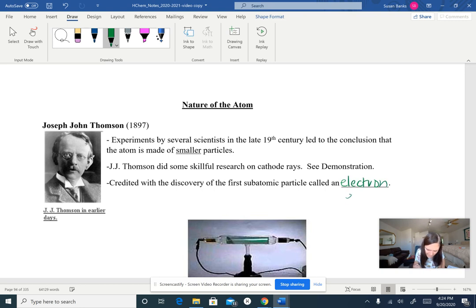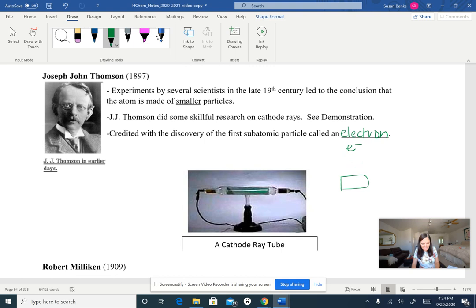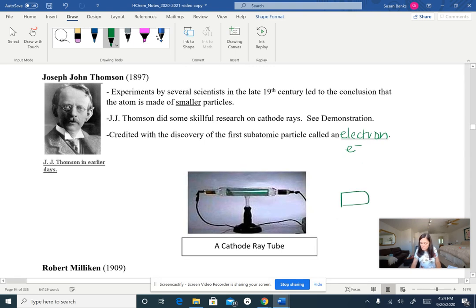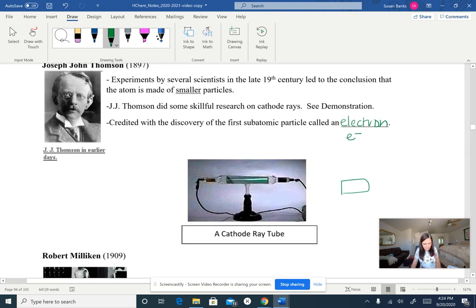Now, we symbolize electrons with a lowercase e and a negative sign in the upper right-hand corner like that. I will embed the cathode ray tube experiment so that you could see what it looks like.